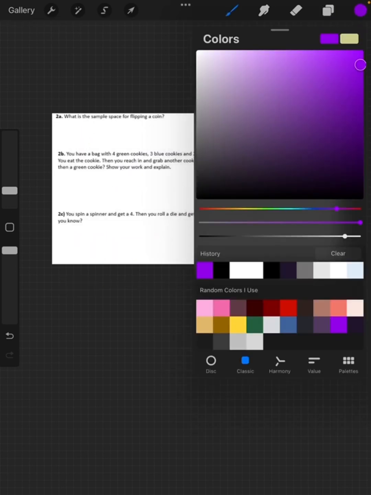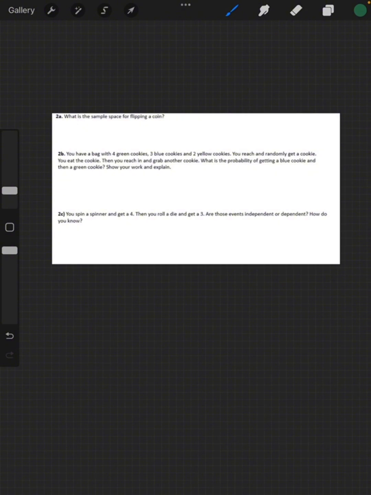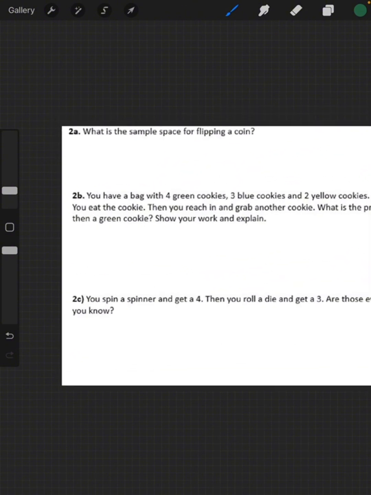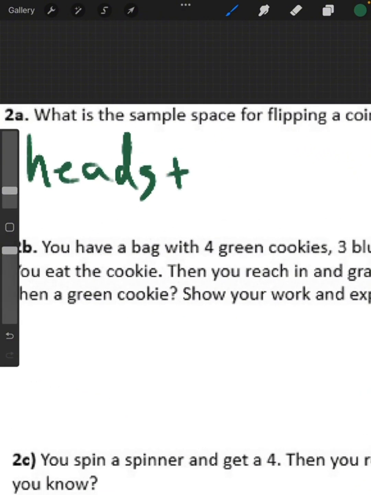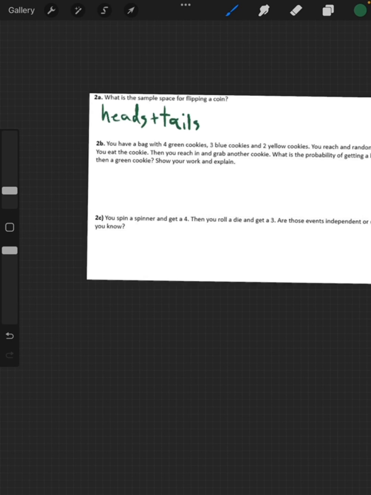Okay, so first question: what is the sample space for flipping a coin? The definition of sample space is the possible outcomes. If you flip a coin, there's heads and tails, so that's the sample space: heads and tails. So smart.